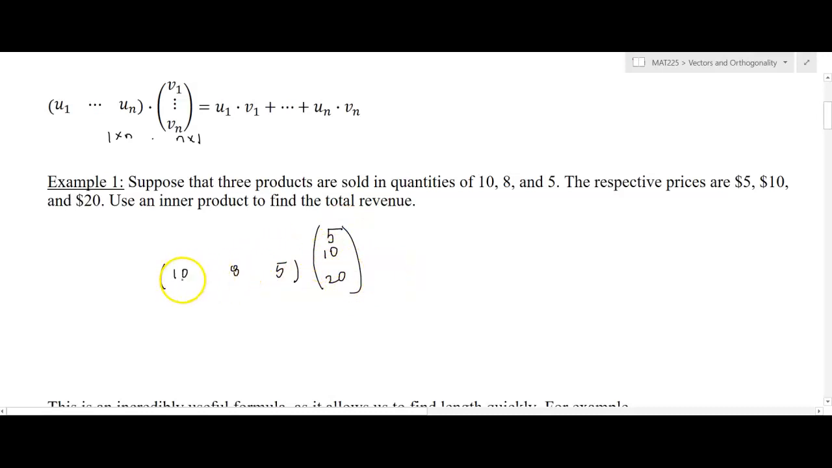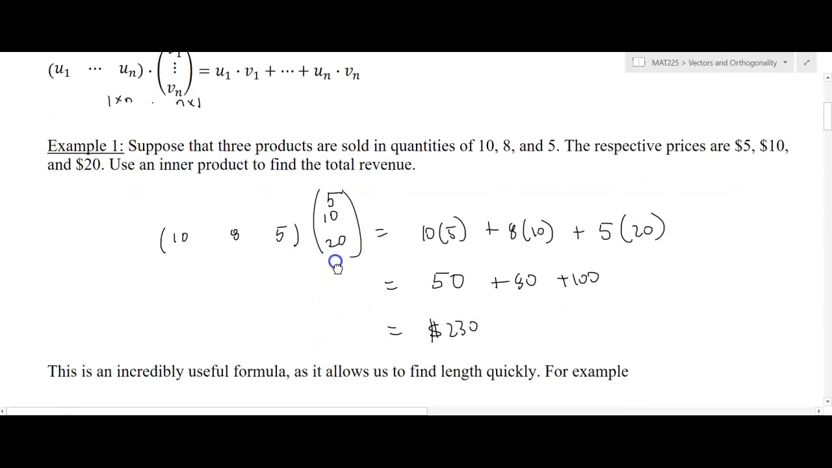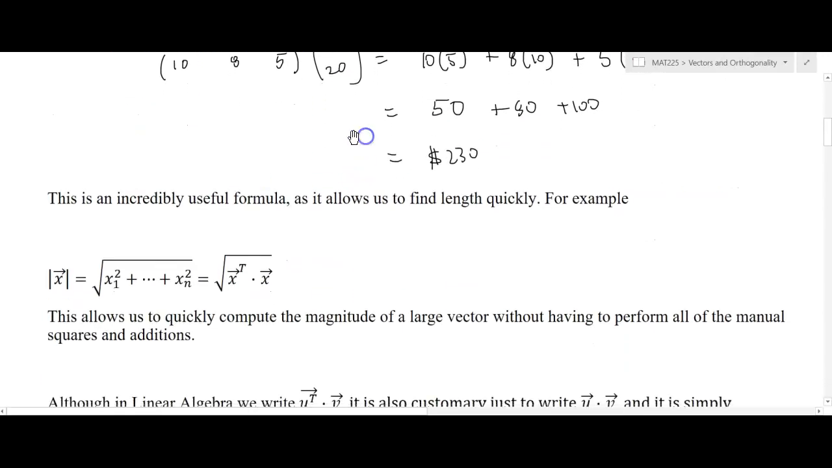If I sell 10 units at $5 a pop, plus 8 units at $10 per unit, plus 5 units at $20 per unit. Let's see, I'll get $50 in revenue here, $80 in revenue here, $100 in revenue here, and that amounts to $230 of revenue. So that's an application of where we actually use dot product to solve problems.